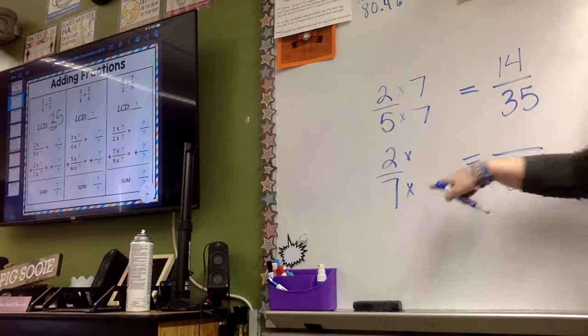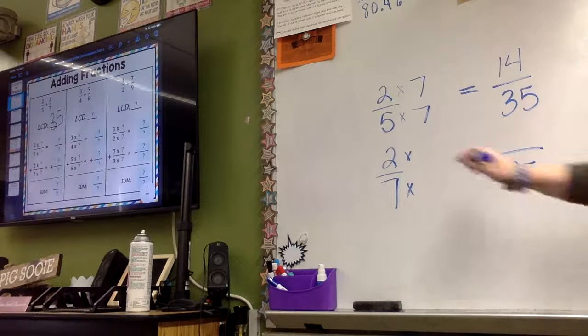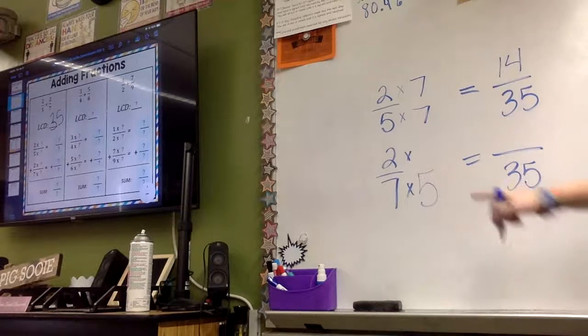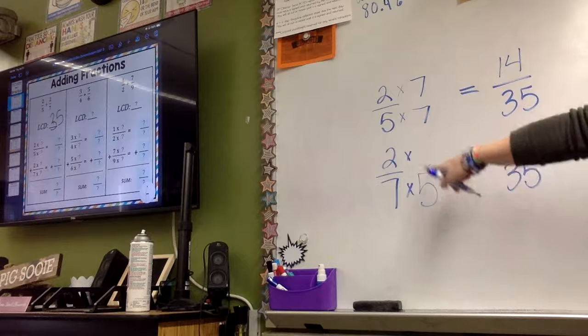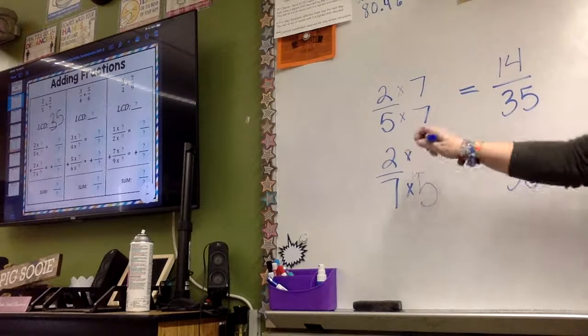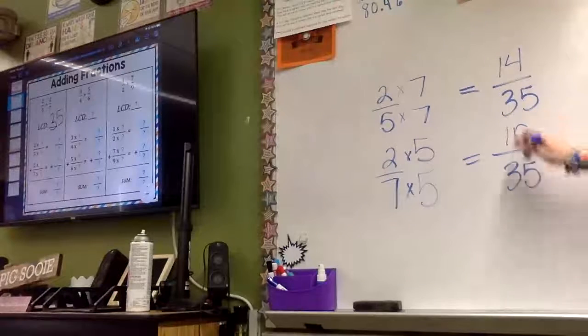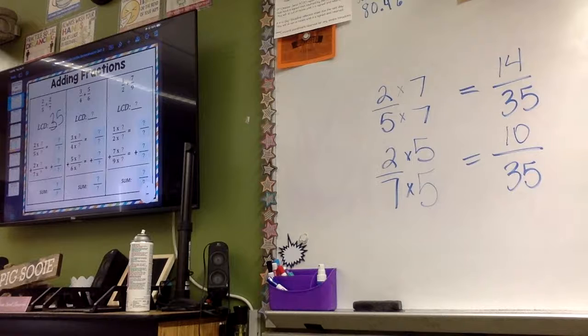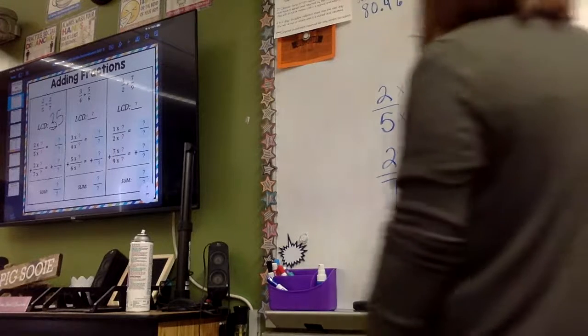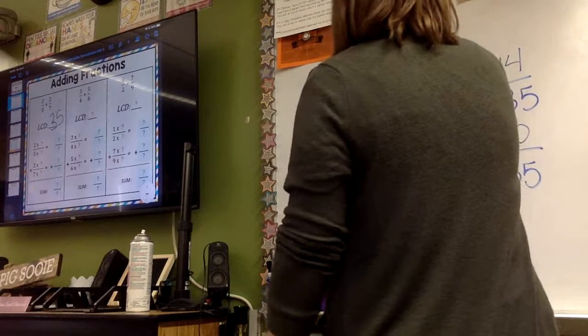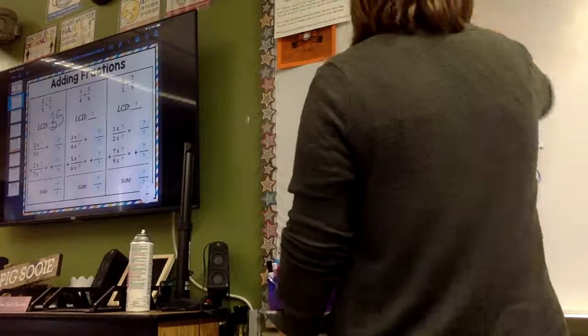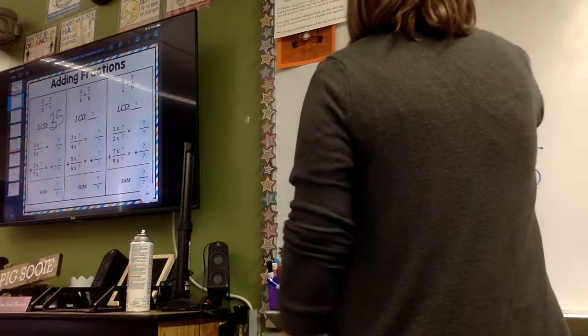Same thing on the bottom. 7 times what gives me 35? 5. I've multiplied times 5 here. What do I have to multiply here? 5. 2 times 5 gives me what? 10. Last step on this, I have to do what? Add them together. So now I have 14 35ths plus 10 35ths.